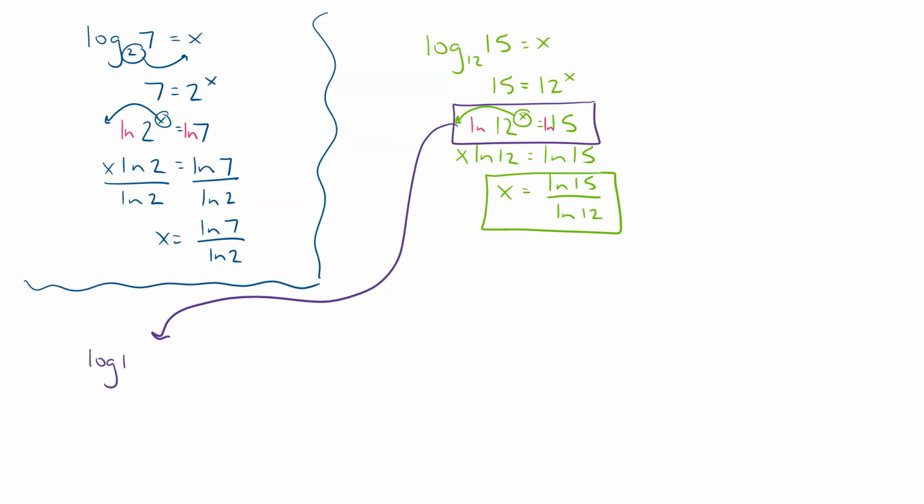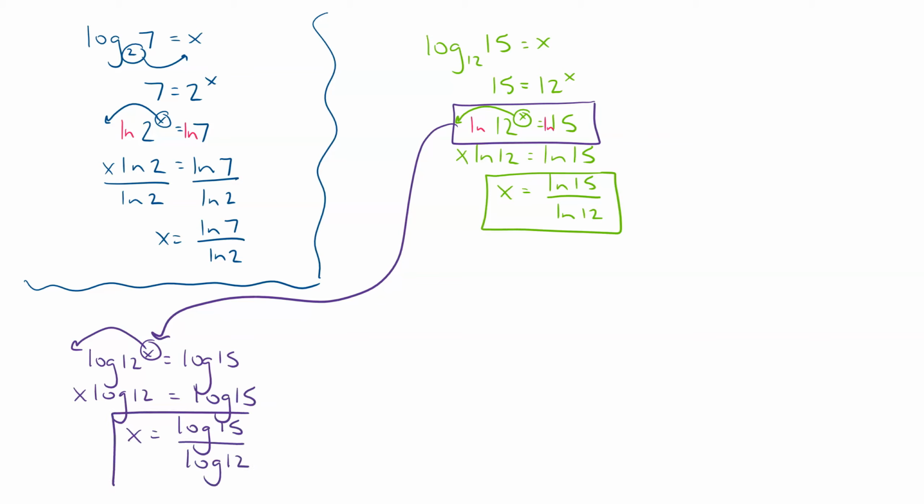I'd have log 12 to the x equals log 15. Froggy jumps off the loggy. Divide by log 12. And I would end up with x equals log 15 over log 12. Again, both of the answers that I have found for this problem so far are calculator ready. But let's pretend I didn't care about calculator ready. Let's say from this point, instead of using common log or natural log, I had picked a different base.